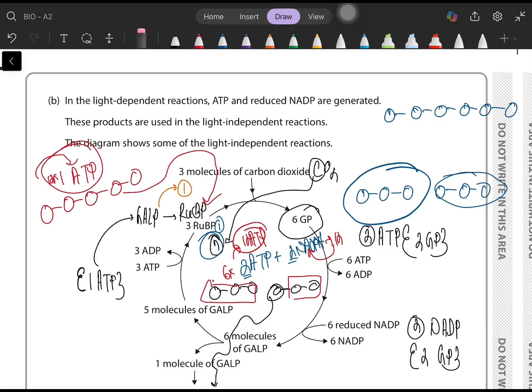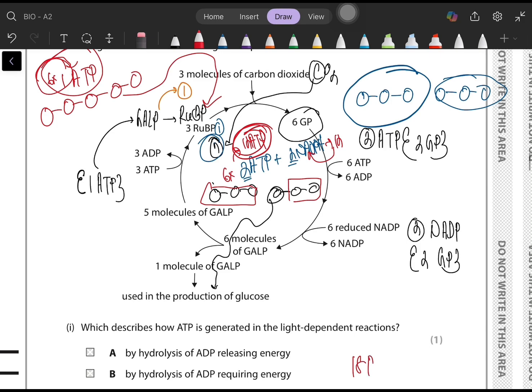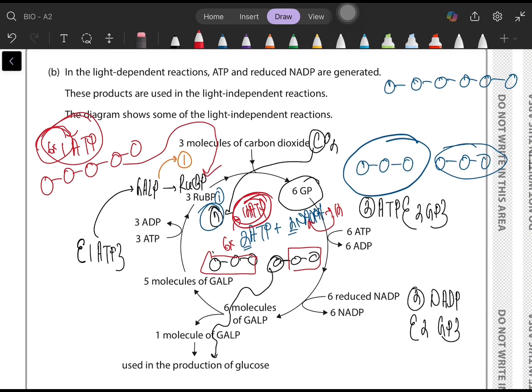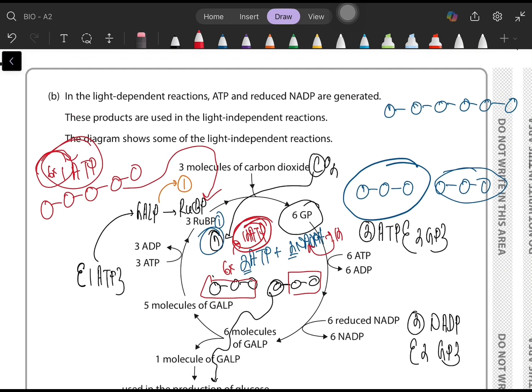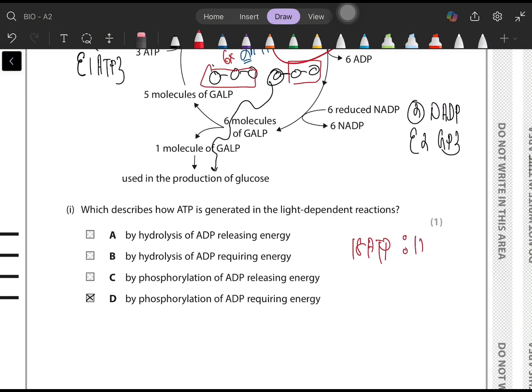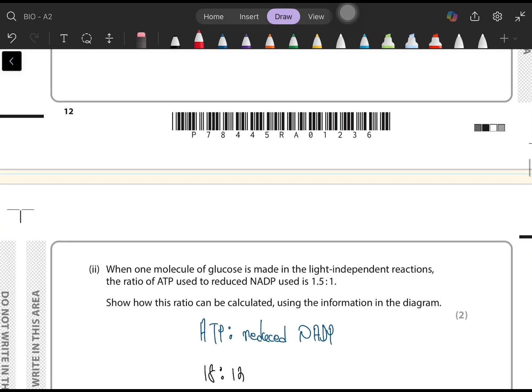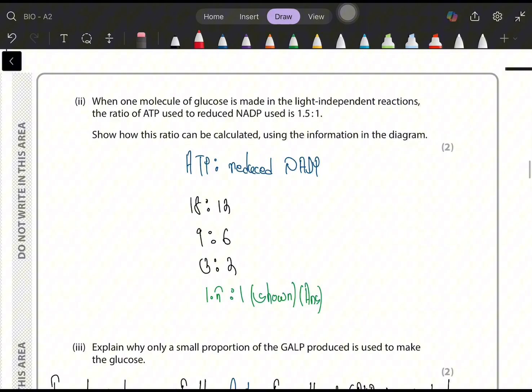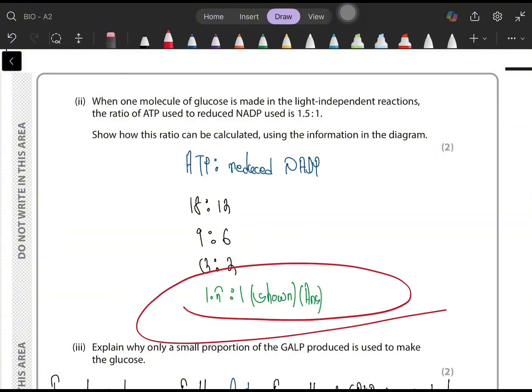Oh, sorry. This was 1, right? As the cycle is going to run 6 times, this is going to be 6 ATP. So you had 12 ATP here and 6 ATP here, so a total of 18 ATP. And reduced NADP, right? You had 12 NADPH. You then simplify this: 18 is to 12, and when you simplify, it comes to 1.5 is to 1. Clear? All right, so let's just move on.